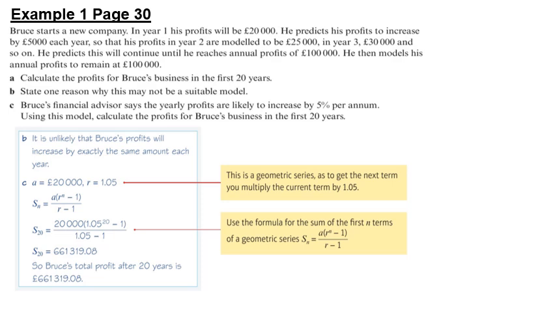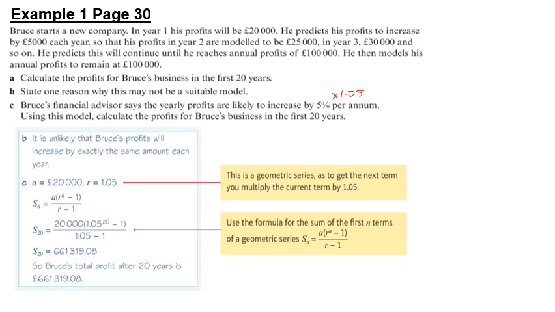Now in question C, Bruce's financial advisor says that the yearly profits are likely to increase by 5% per annum. So rather than by a constant number, the financial advisor thinks it'll increase by a percentage, 5%. So using this model, calculate the profits for Bruce's business in the first 20 years. If you think about compound interest examples, if you want to increase something by 5%, you would multiply it by 1.05. And we can use that idea here.